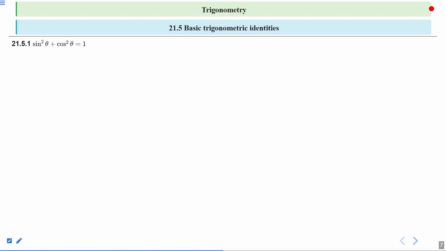Some basic trigonometric identities. Sin square theta plus cos square theta equals 1. Sec square theta minus tan square theta equals 1. Cosec square theta minus cot square theta equals 1.